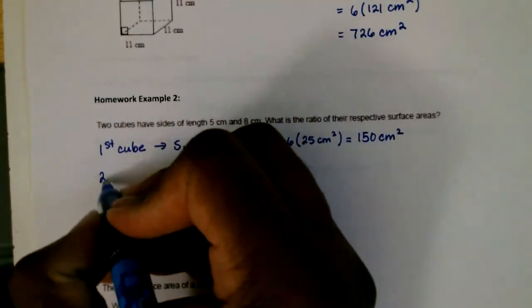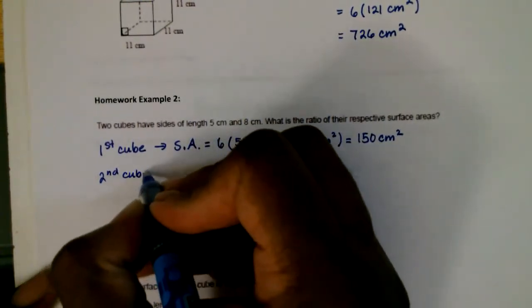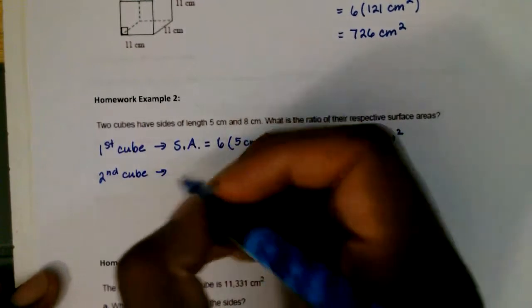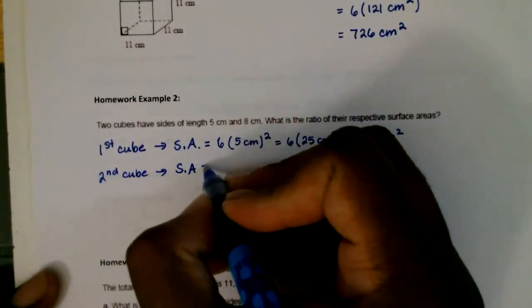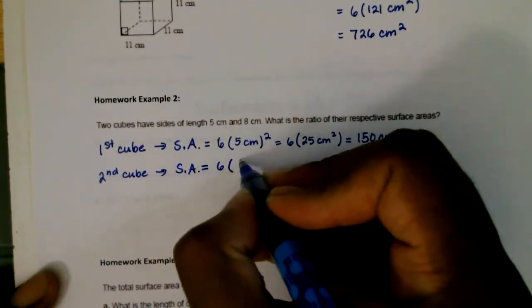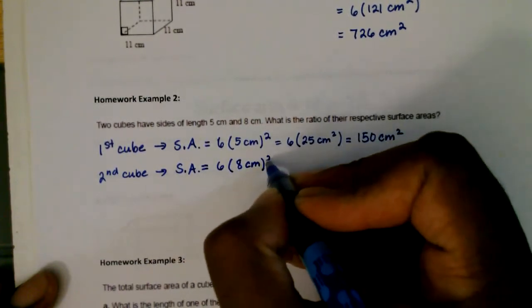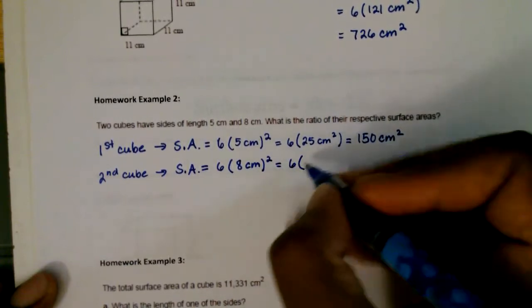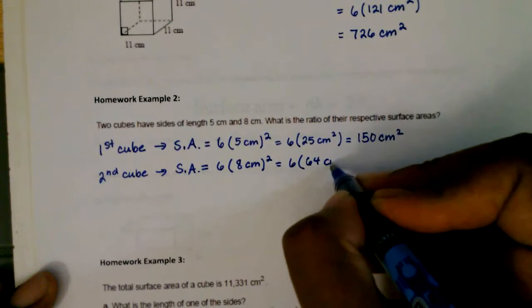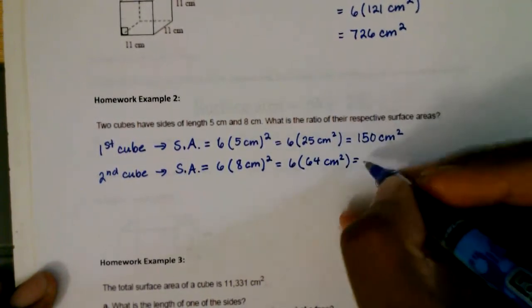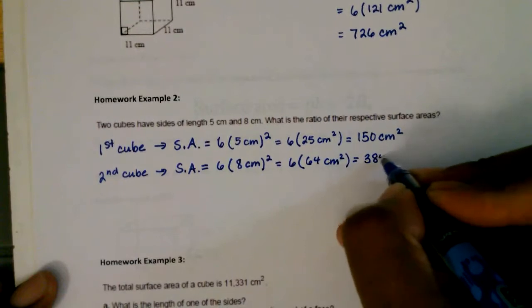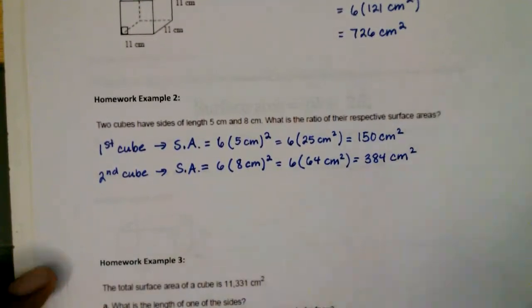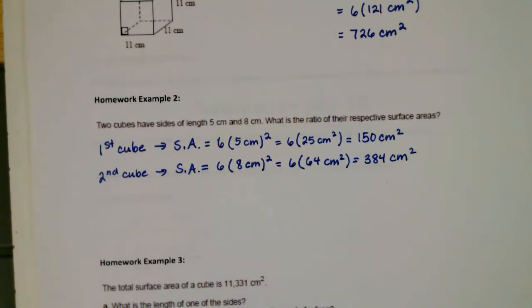And then the second cube has a side of 8 centimeters. So that surface area would be equal to 6 times, and then I have to square the 8. Square that 8, that'll be 8 times 8, that'll be 64. And then 6 times 64 would be 384 square centimeters. So that means here that for the second cube, that surface area will be 384 square centimeters.